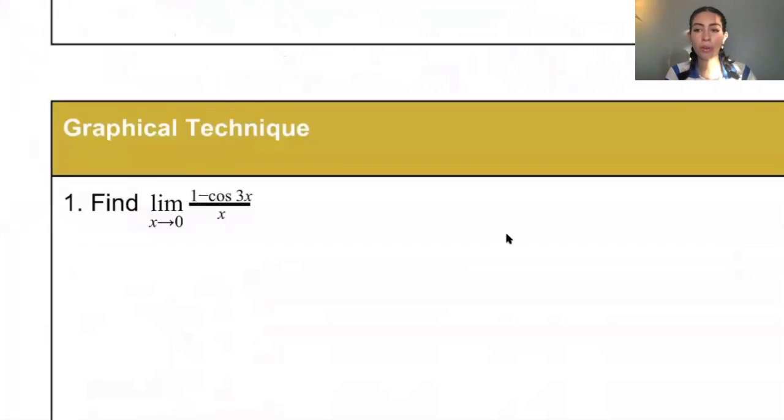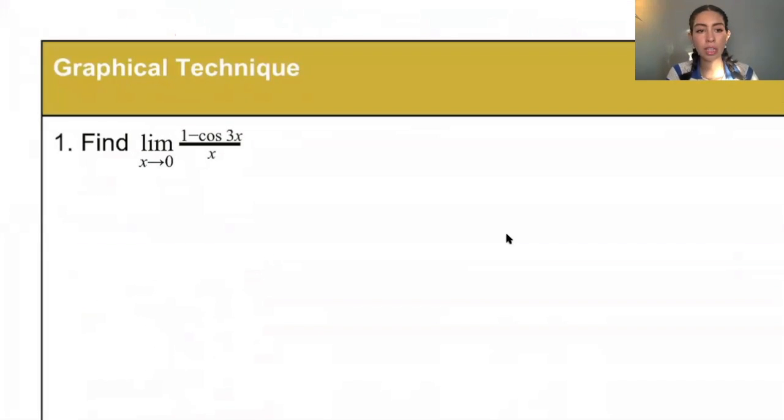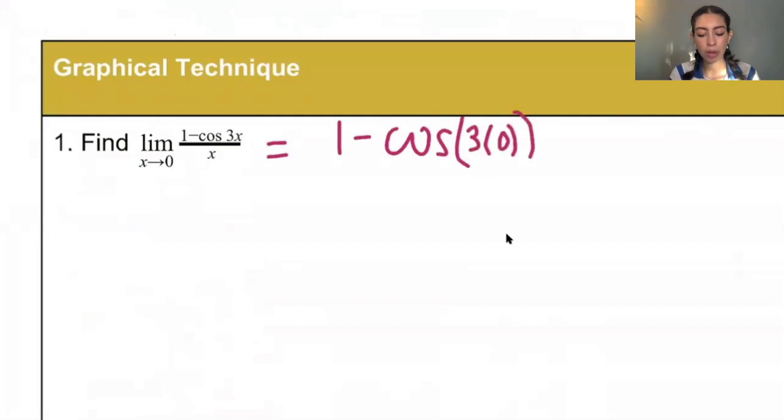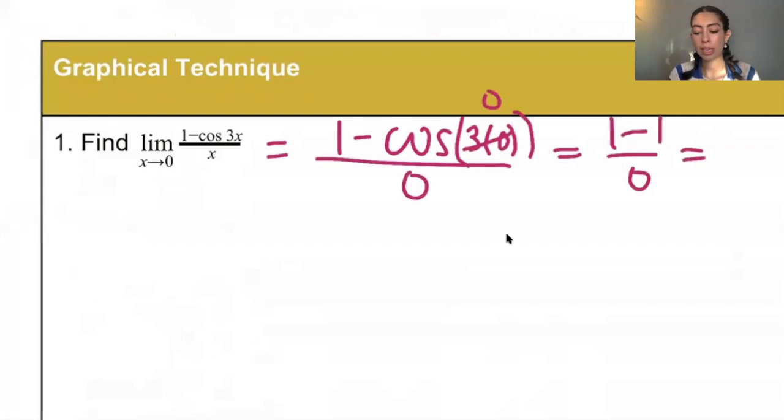Next, we have the graphical technique. So if you look at this problem, again, we can try direct substitution, and that's going to be 1 minus cosine of 3 times 0 divided by 0. And 3 times 0 we know is 0. Cosine of 0 is 1. So again, we have another indeterminate form. What are we going to do from here?